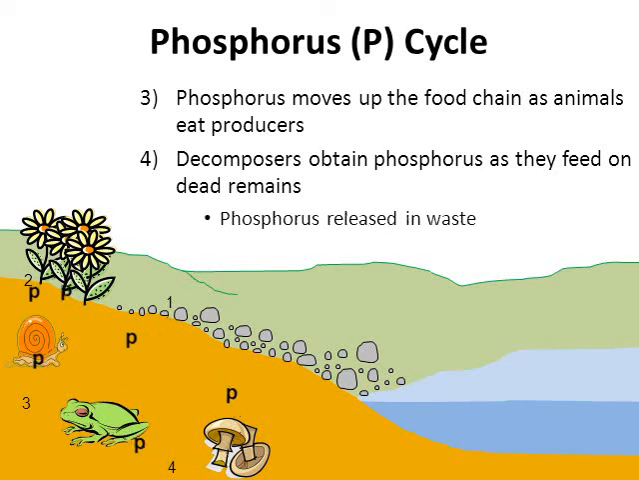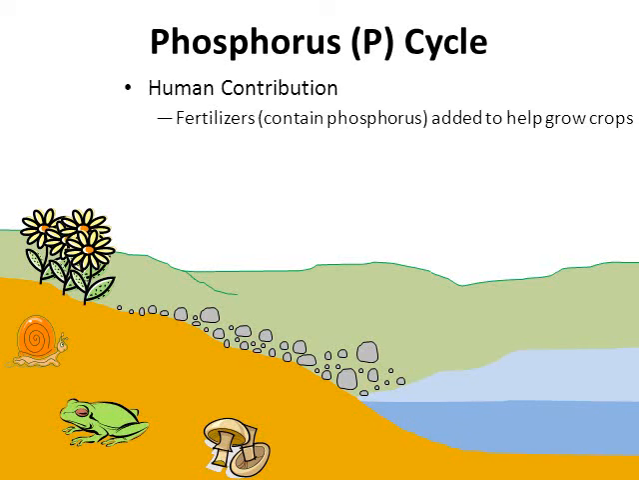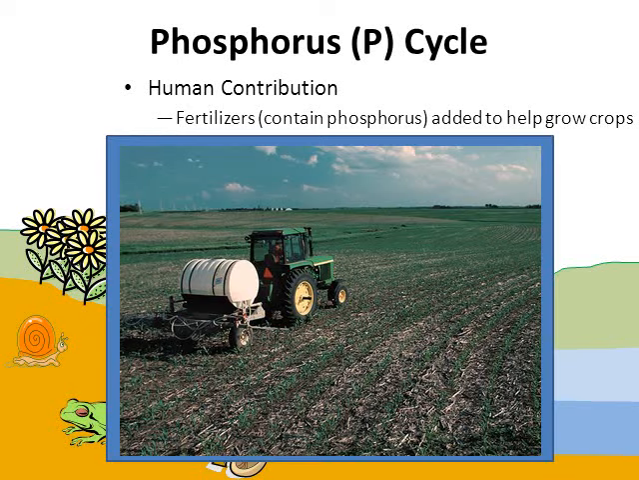And then decomposers kind of complete our cycle because they release phosphorus in their waste. And so once phosphorus is back in the soil, plants can take it in through their roots again. Before we wrap up the phosphorus cycle, I want to mention the human contribution. Humans, we're using fertilizers which contain phosphorus. We're adding fertilizers because that helps our crops grow better.